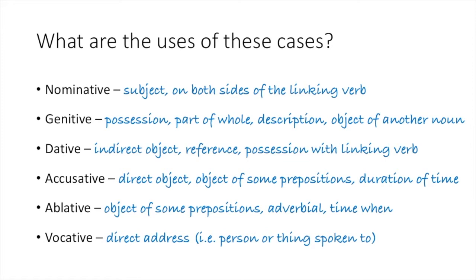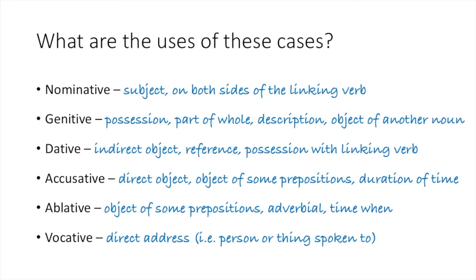The genitive case is used to show that a noun possesses another noun, the whole that another noun is part of, the descriptive word to tell us about another noun, or the object of another noun, like the love of Latin language. The dative case is used to show the indirect object, or it can be the point of reference who's benefiting from something, or it can show possession with a linking verb. For example, mihi nomen est.